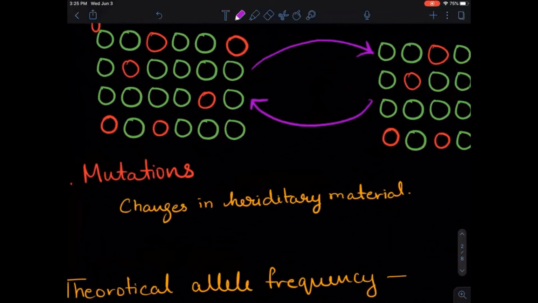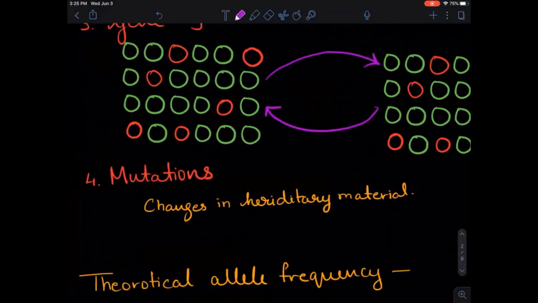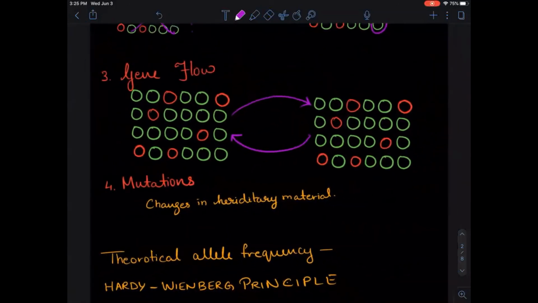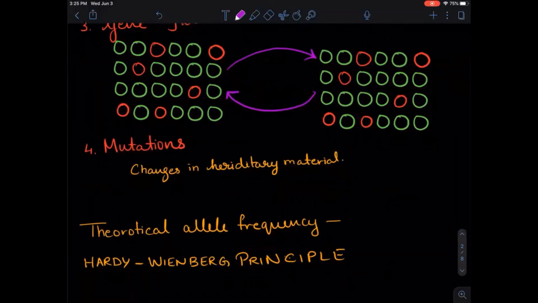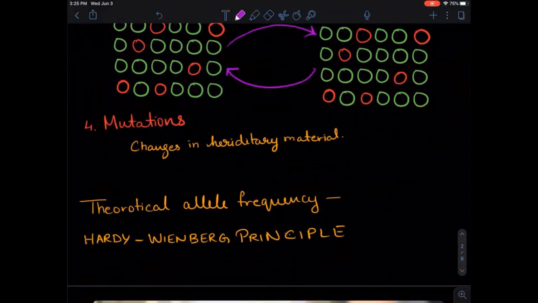The last is mutations. After all, these new traits need to arise from somewhere, and it is mutations that is how this change takes place. A mutation is basically a change in the hereditary material. You can find more about mutations in the video, whose link will be in the bio.